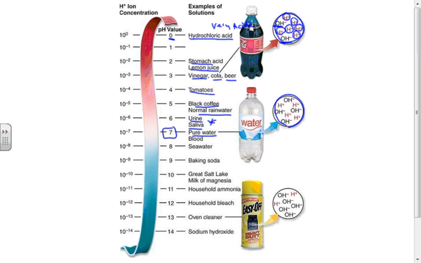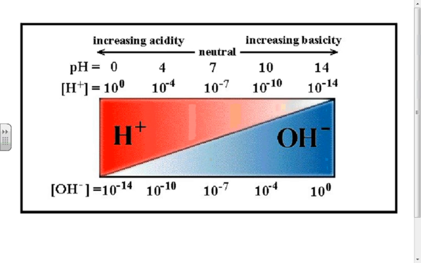And then as we move further down the pH scale, we're going to have more and more hydroxide ions. Until we get down here, you see that there's a lot more OH groups than there are just hydrogens. So seawater is slightly basic. Baking soda is a little bit more. Milk of magnesia, it's a medicine used for heartburn, things like that. Household ammonia, bleach. We're getting very, very strong bases here. Oven cleaner and sodium hydroxide. Those are all basic whenever you get past 7 on our pH scale.